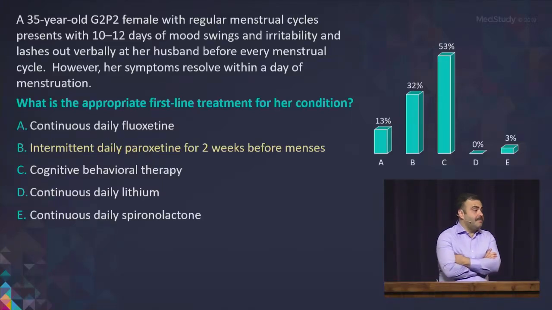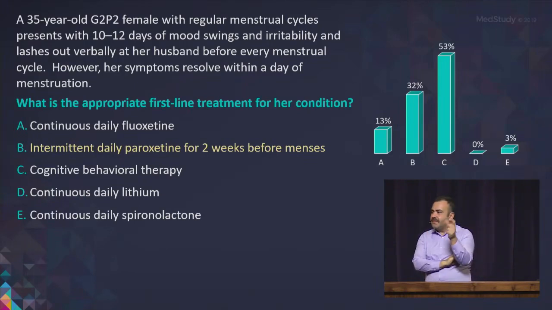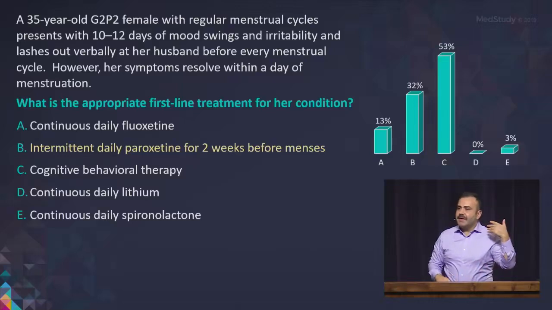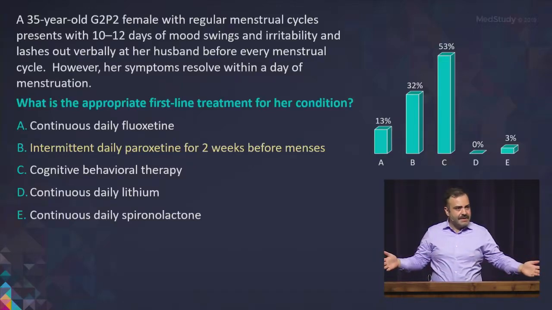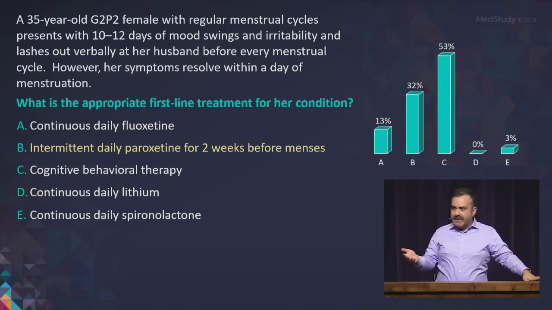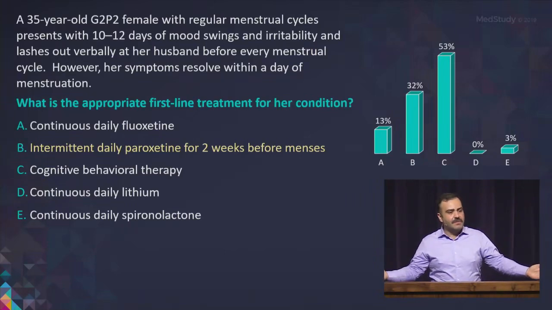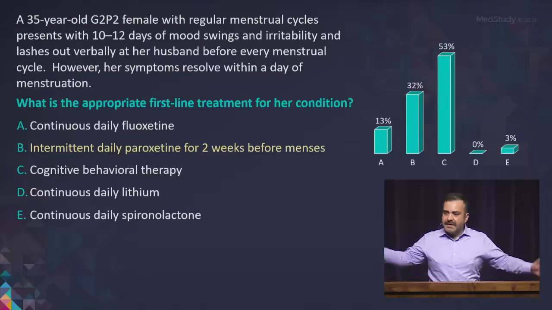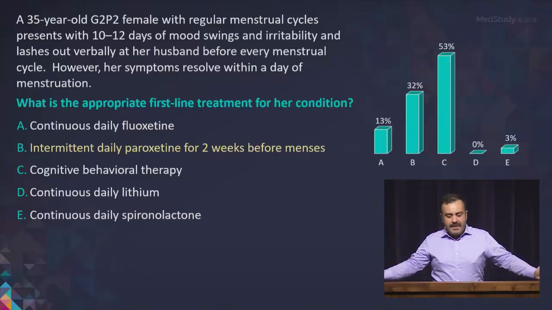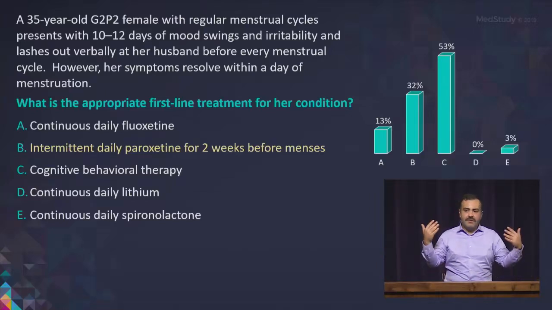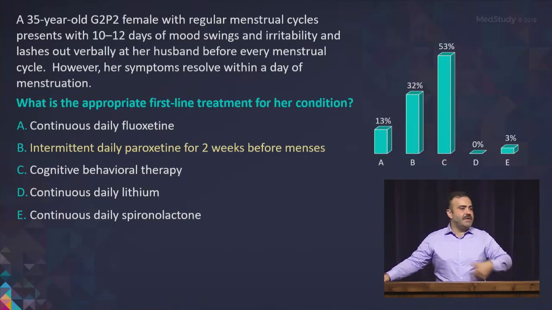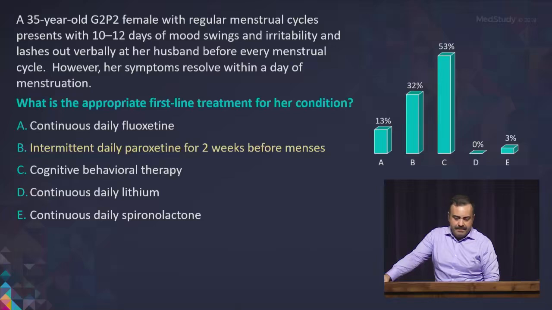The right answer is actually B. This is one of those zebras of SSRIs. Remember, an SSRI, for it to work, you have to give it 4 to 6 weeks for it to work. This is the only condition that actually you can dose it intermittently for 2 weeks before the menses. We don't know why it works that way. We don't know why it doesn't need that 4 to 6 weeks of becoming effective. But with this disorder, if your patient has regular menses, you can just dose it for 2 weeks before the periods, and after the period, tell them stop till next time.